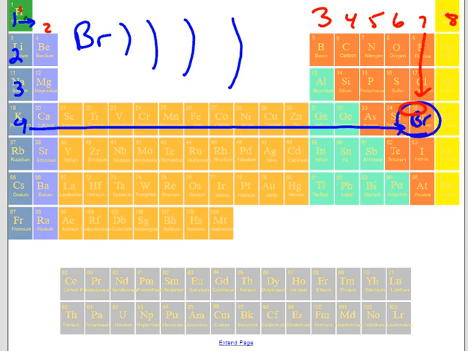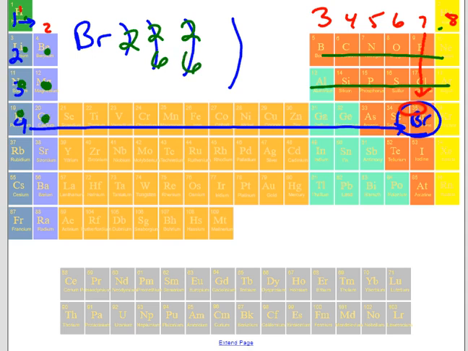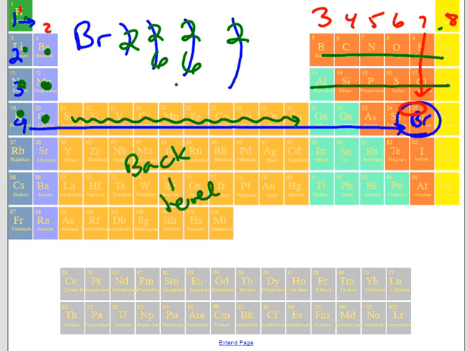In period 1, there are 2 squares, so I put 2 electrons. Period 2 has 2 before the break, and then there's a big space, and then there's 6 after. Period 3 has 2 before the break, and then there's a space, and then there's 6 after. Period 4 has 2 of them in the numbered columns. The next 10, as we count through the transition elements, always will go back 1 level. So those next 10 electrons back up into the 3rd ring, but only for when we count transition metals.